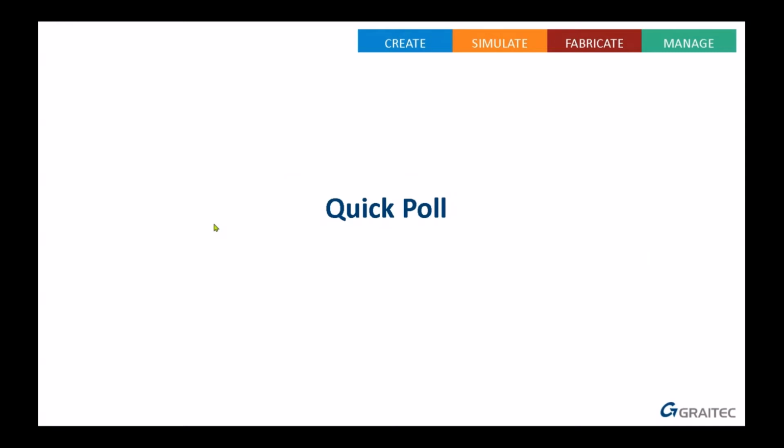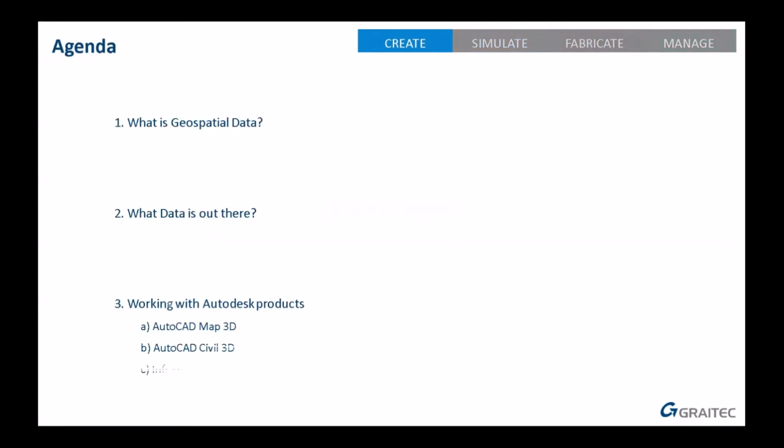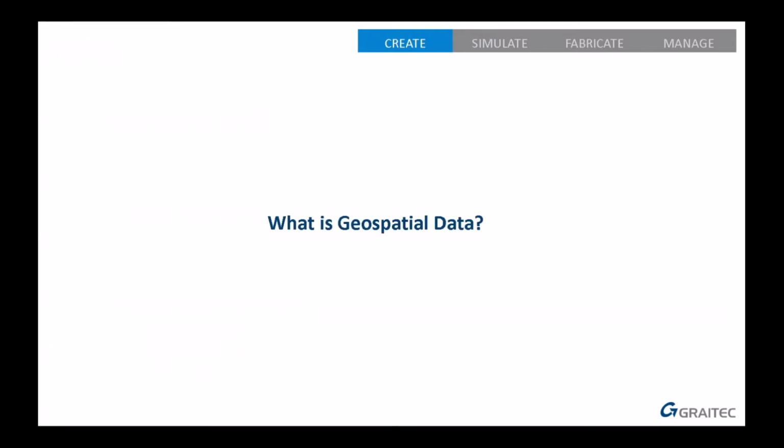Let's carry on. The agenda is quite straightforward today. What is geospatial data? I think it makes sense to talk about that. What data can I use and how do I use it? Nice and simple. And the 3 products I'm going to use, bit of a spoiler alert here, are AutoCAD, Map, Civil and InfoWorks. So let's start with what is geospatial data.